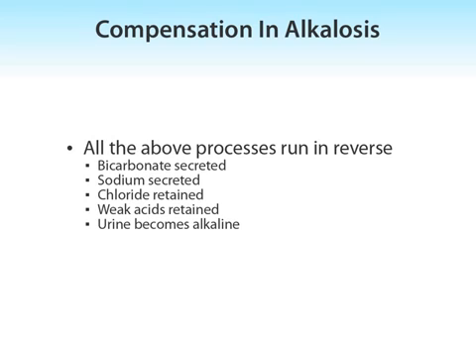During alkalosis, the processes run in reverse. Bicarbonate and sodium are dumped into the urine, chloride and weak acids are pumped out of the urine and back into the body. By holding on to acidifying products and excreting alkalinizing products, the kidneys compensate.